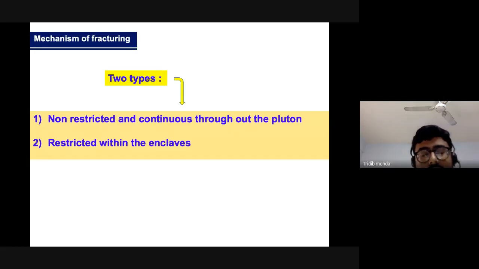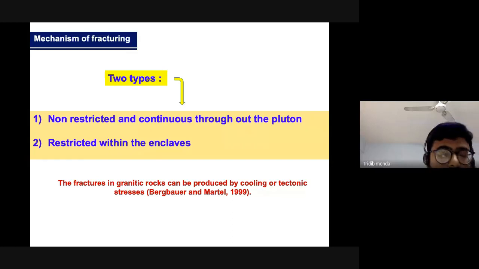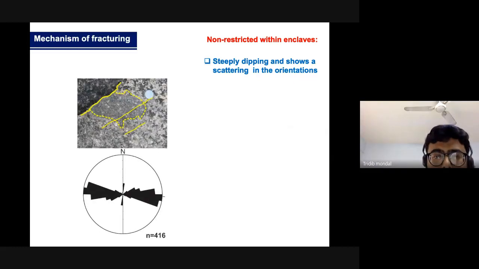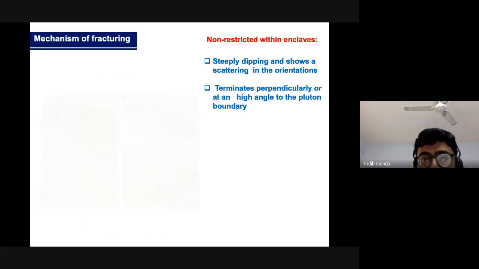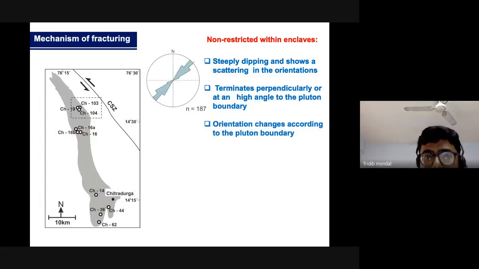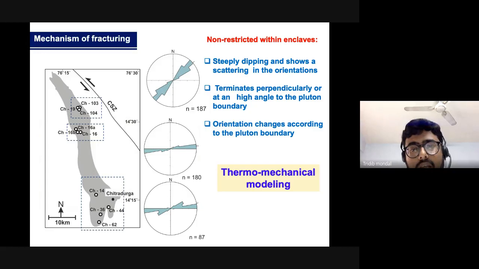Since the fractures in granite could be the product of thermal stress or tectonic stress, we have performed both analyses to know which fracture is related to which stress conditions. Coming to the non-restricted fractures, as I told, they are steeply dipping and show curved orientations, and terminate perpendicular or at a high angle to the pluton boundary, and their orientation changes according to the pluton boundary. So thermomechanical modeling could explain their origin in that region.